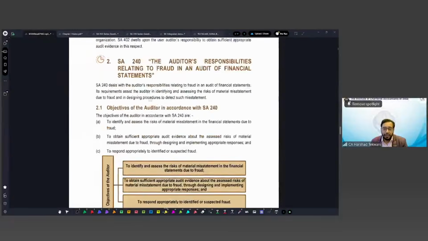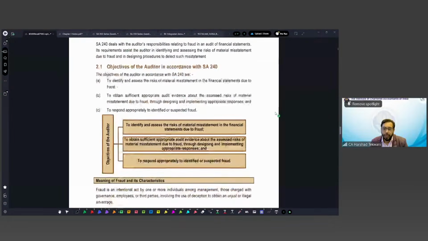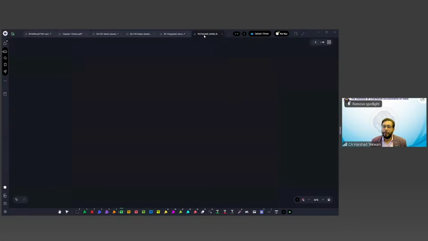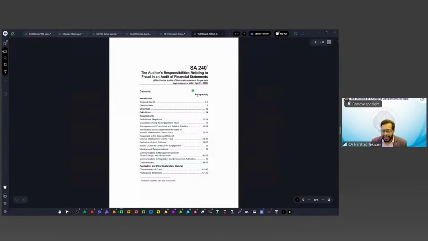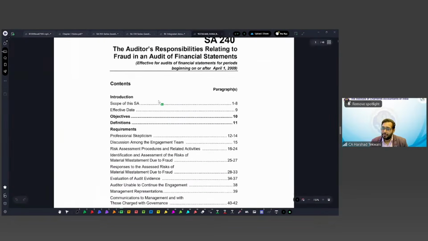So this is SA 240, auditor's responsibility related to fraud. Always, I will show you a standard. Okay, how it works. When I talk about any standard, this is standard 240 bare text. How is the standard divided, what are the contents of the standard? First of all, you have the introduction and scope of that particular standard. The first and foremost thing after the introduction is the scope of that SA, when it is applicable, where it is applicable.